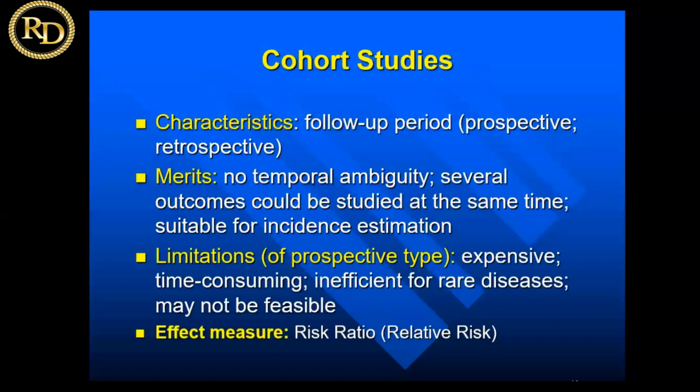So now cohort characteristics: follow-up period, prospective. Merits: no temporal ambiguity, and several outcomes could be studied at the same time. Limitations: they're expensive. They test your patience and time. Time consuming, inefficient for rare diseases, and may not be physical. And here you can find that the effect measure is the risk ratio, or the relative risk.